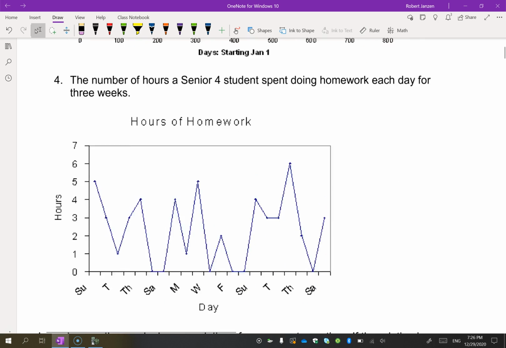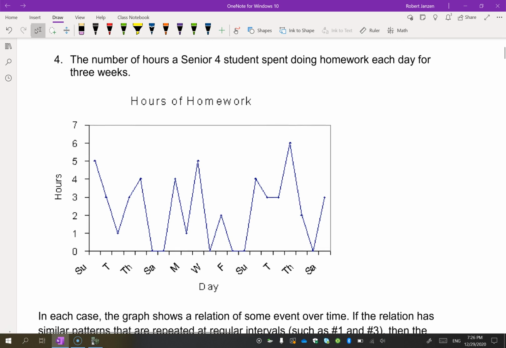And then we have one more here, the number of hours a senior 4 student spends on homework. Well, you know for yourself that this is not going to be periodic. There's no sort of repeating pattern. This will be dependent on how much homework you have or how many tests you have coming up. We're not going to be able to say that because of this on Saturday, if I look at the next Saturday, it's going to be the same. We won't be able to make predictions from that, so that's not periodic.